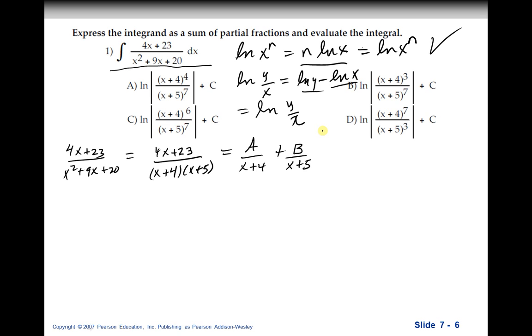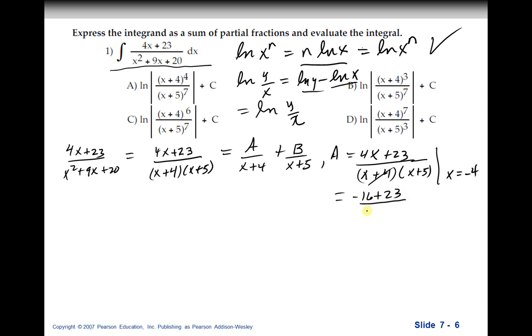And A can be written as 4x plus 23 divided by x plus 4, x plus 5, where we cover up x plus 4 and evaluate at x equals minus 4, and you'll see that this is minus 16 plus 23 divided by minus 4 plus 5 equals 7. So A is equal to 7.